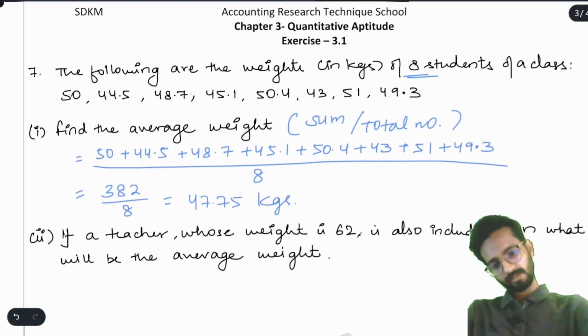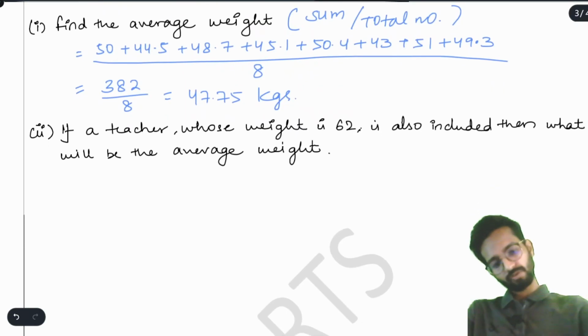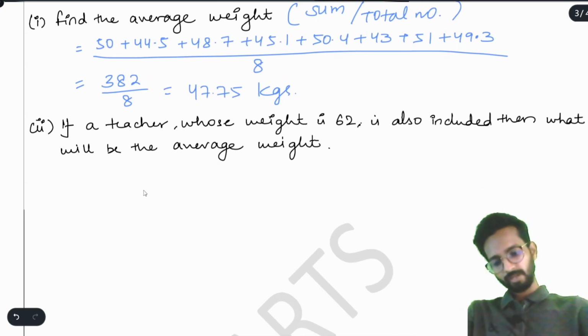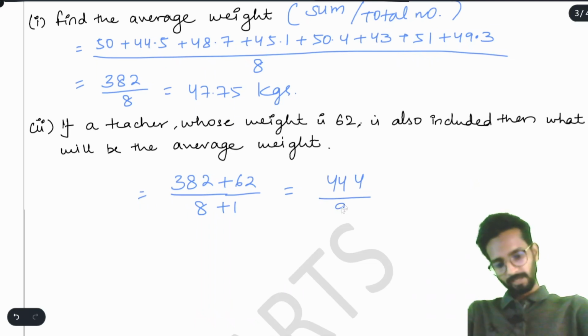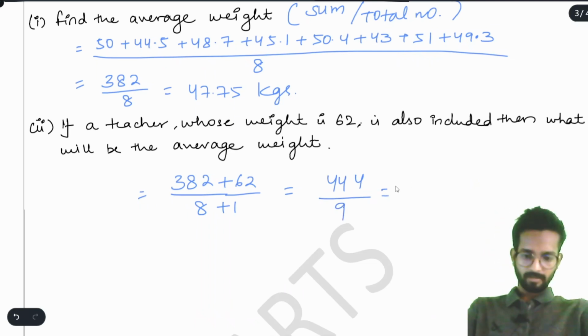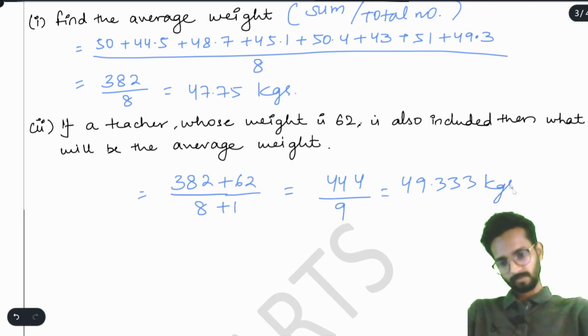Okay. Now what is it saying? If a teacher whose weight is 62 is also included, okay. So the total weight first was 382 and the number of observations was 8. If a teacher of 62 weight is included, the weight will increase by 62 and the number will increase by 1, the number of people is increasing. So you can write here 444 by 8 plus 1, 9, and that is 49.333 kgs. Simple enough. Now moving to the next question.